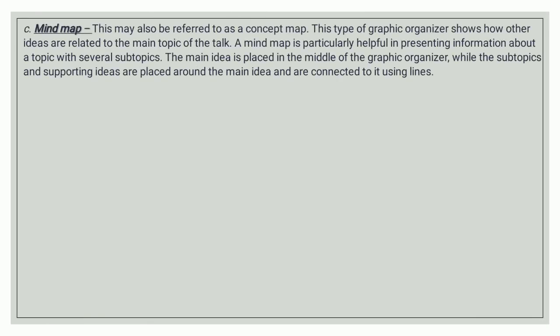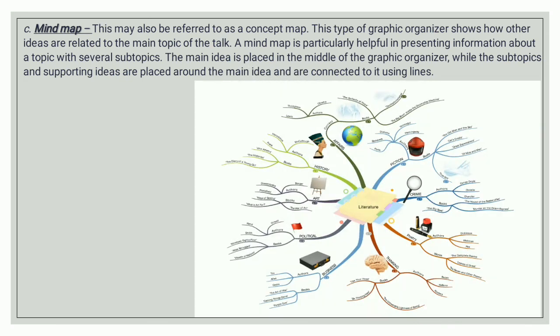Third is the mind map. This may also be referred to as a concept map. This type of graphic organizer shows how other ideas are related to the main topic of the talk. So this is a mind map. A mind map is particularly helpful in presenting information about a topic with several subtopics. The main idea is placed in the middle of the graphic organizer, while the subtopics and supporting ideas are placed around the main idea and are connected to it using lines.